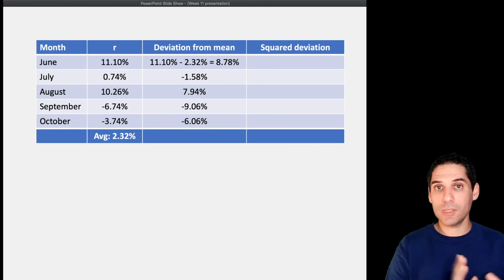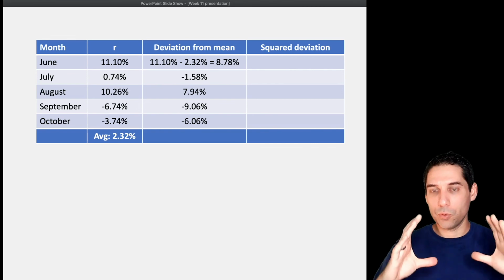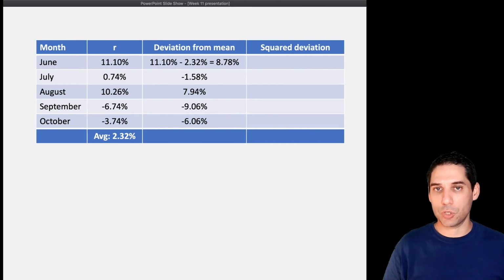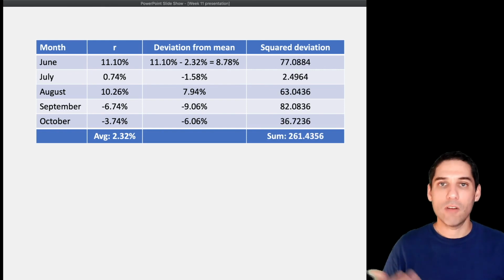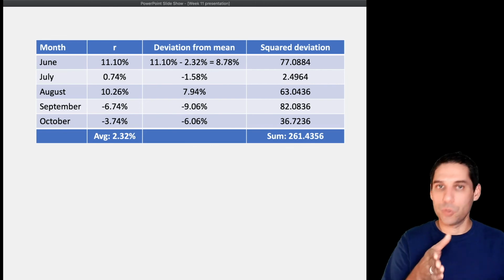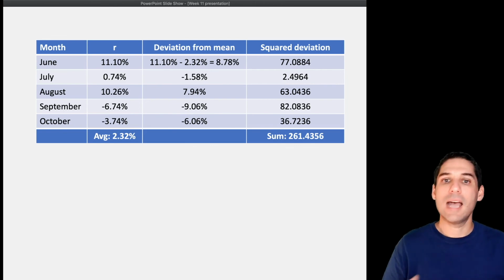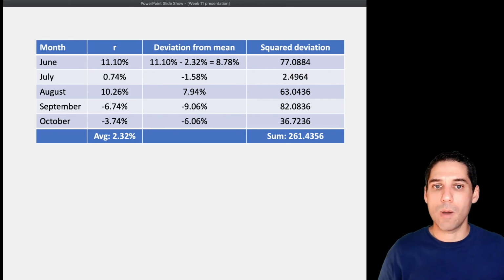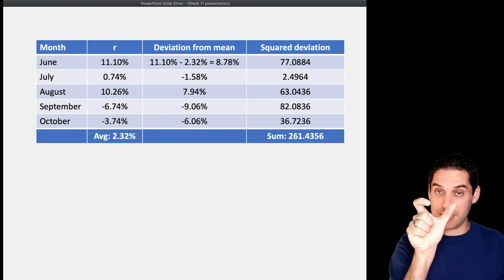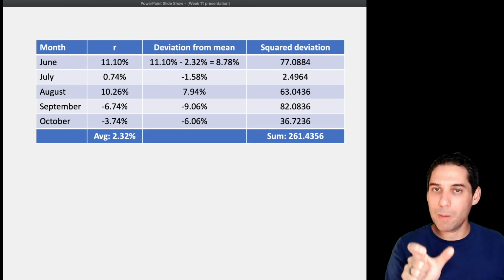Next in the formula, we take the square of those deviations. So squared deviation from the mean. So 8.78 squared, for example, is 77.0884. Negative 1.58 squared is 2.4964. And so on, you do it for all 5. And then add them up, sum of squared deviations from the mean, 261.4356. Then in the formula, after that sum, we divide by T minus 1.